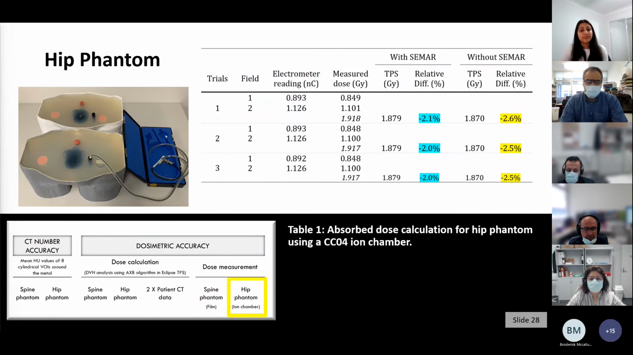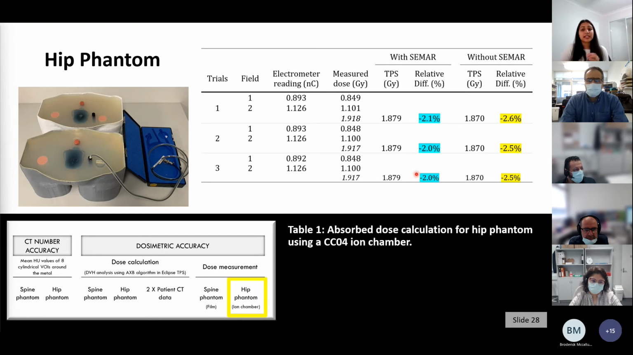And on the hip phantom, point dose measurement was performed using a CC04 chamber. On this image, you can see the positioning of the chamber with respect to the metal insert. So we created a plan and delivered it to the phantom, which is the measured dose shown here in gray. And the TPS calculated dose obviously was different for the two data sets shown here.